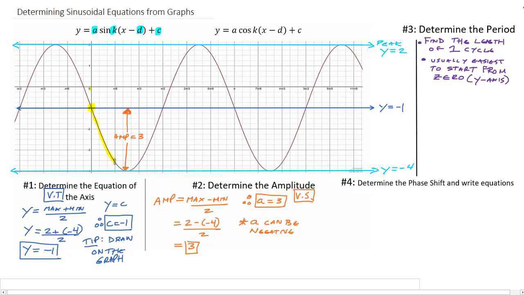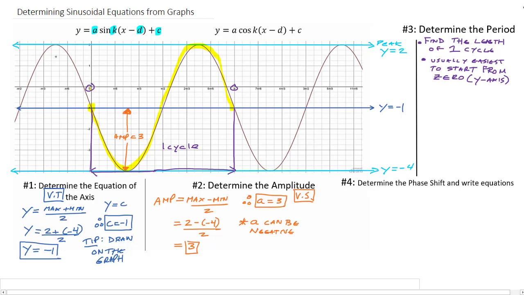All right, so I go down, I come back, I go up, and then I come back, and then it repeats again. That's one cycle. So there is one cycle of this thing. Let me just be as detailed as I can here. From here to here is one cycle. So how long did it take to do one cycle? From 0 to pi. So that means it's pi. That's why it's easiest to start at 0, because from 0 to pi is pi.